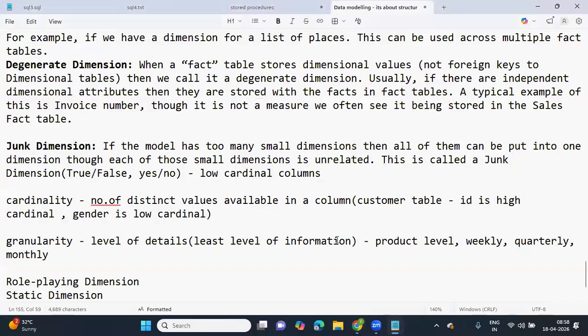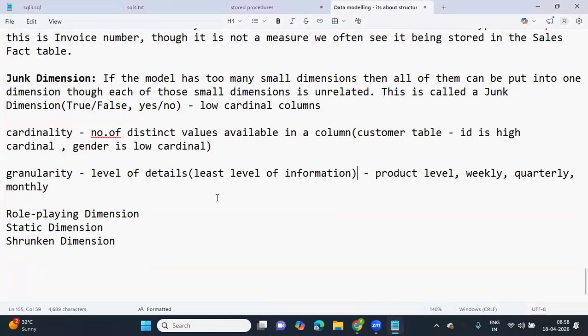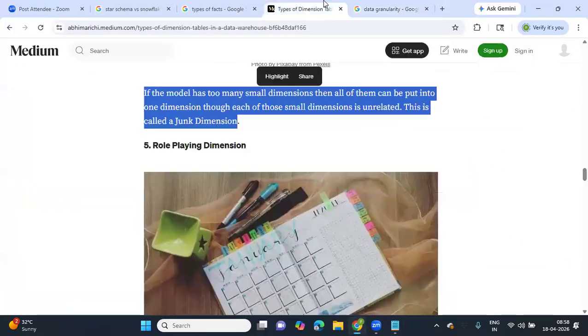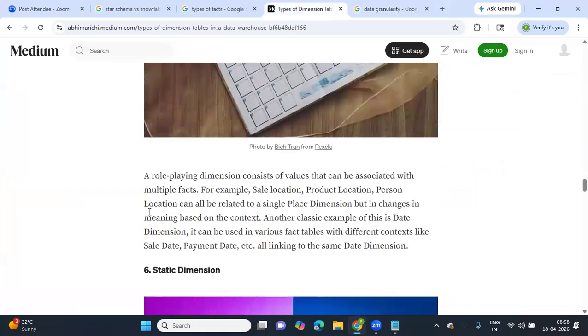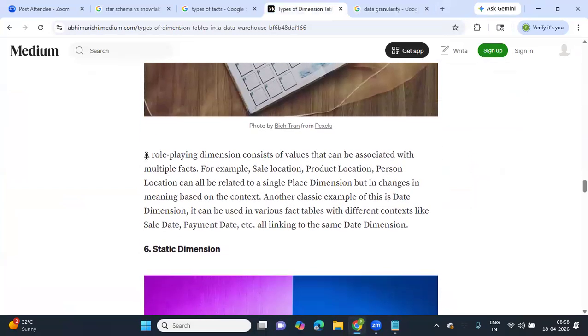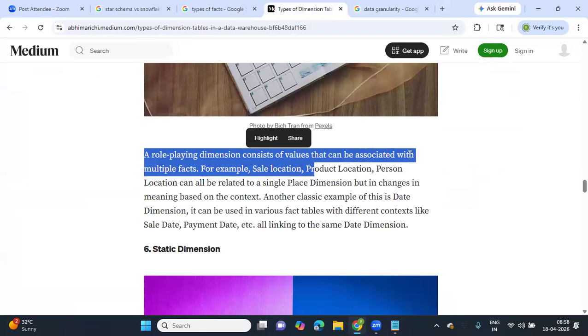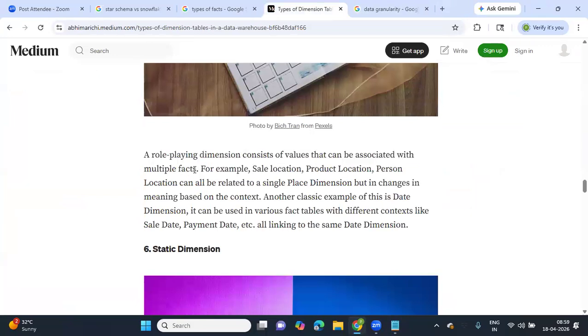So that's about the two terms we have. Now coming back, the role playing dimension. You might feel confused about the role playing dimension and the conformed dimension. Let's see. A role playing dimension consists of values that can be associated with multiple facts. For example, the sales location, product location, and person location can all be related to a single place dimension.